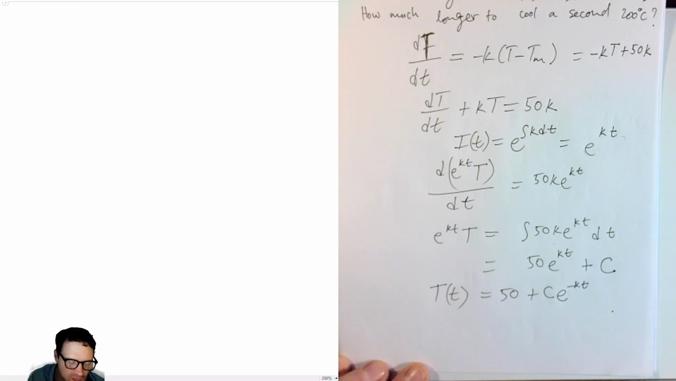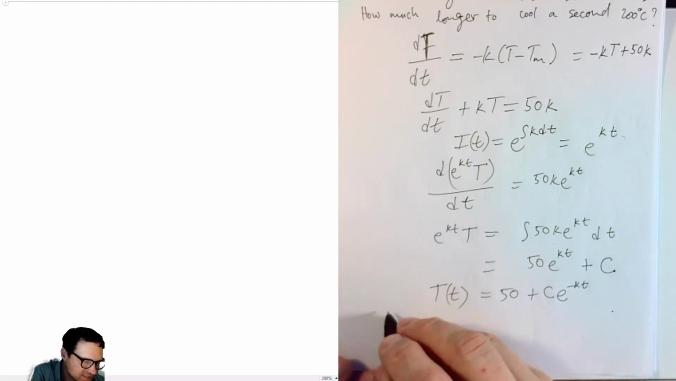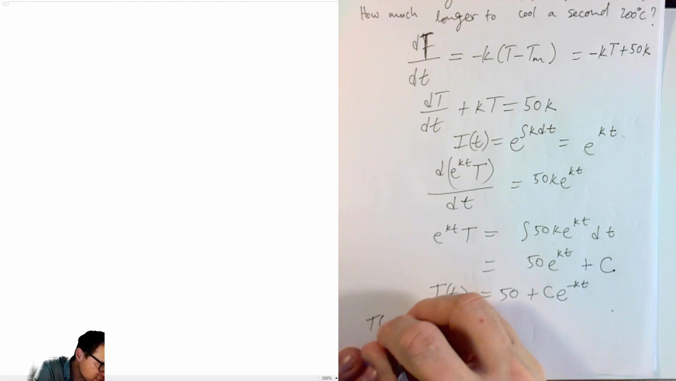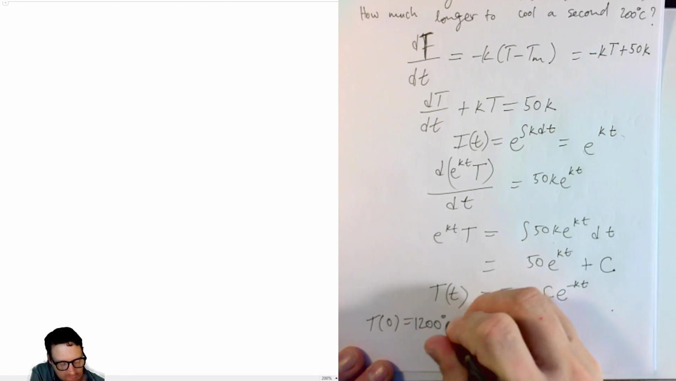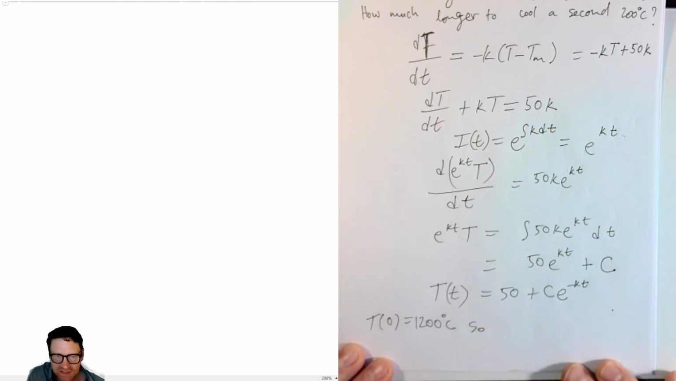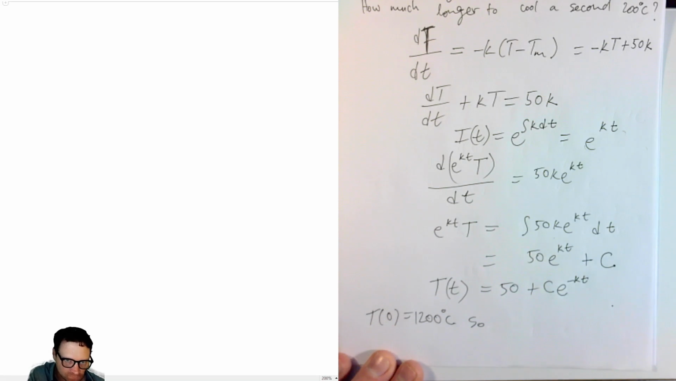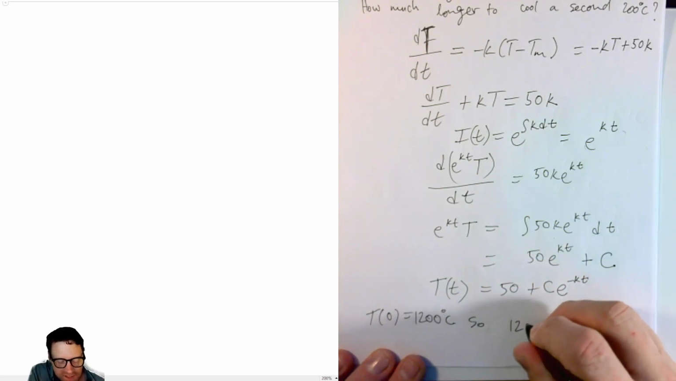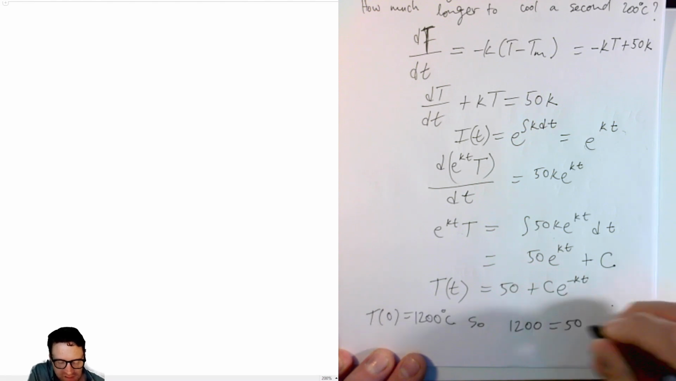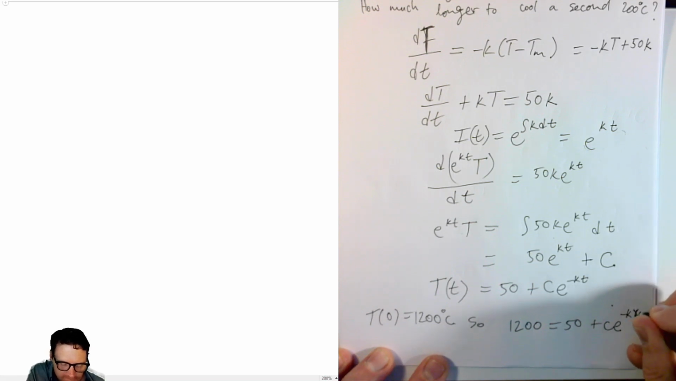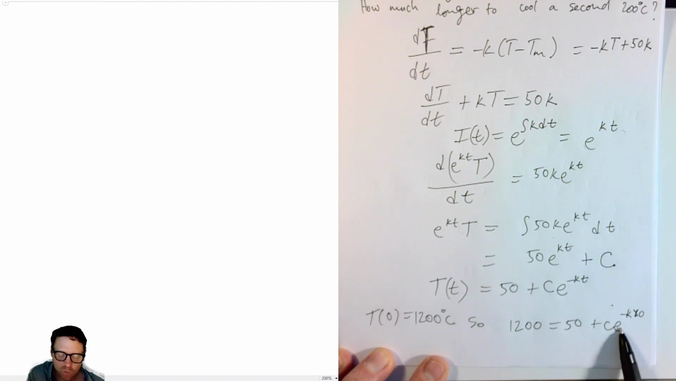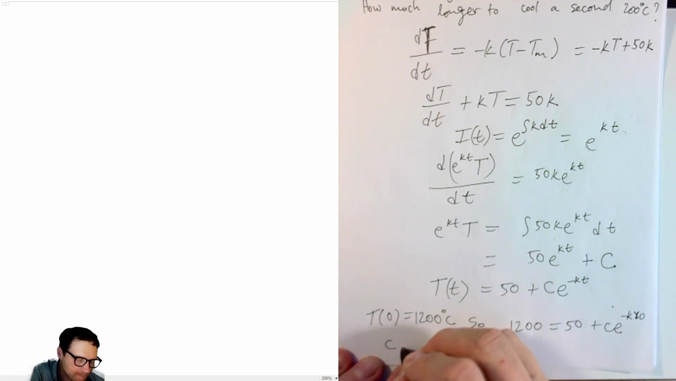All right, now let's use our initial values. So when t is 0, lowercase t is 0, so uppercase T of 0 is equal to 1200 C. So what this gives us then is the equation 1200 is equal to 50 plus c e to the minus k times 0. Okay, e to the power of 0 is 1, and so we have c is equal to 1200 minus 50.